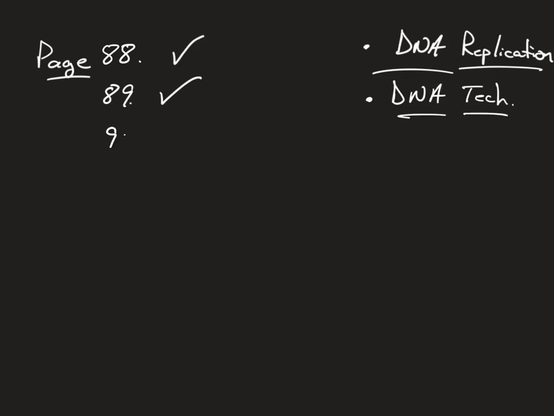Page 90. Plasmid DNA. Talked about in class. Did I discuss all the detail of plasmid DNA? I discussed what a plasmid is. I explained how a plasmid can convey an advantage. What advantage? Antibiotic resistance in bacteria. Go review this video if you don't believe me.